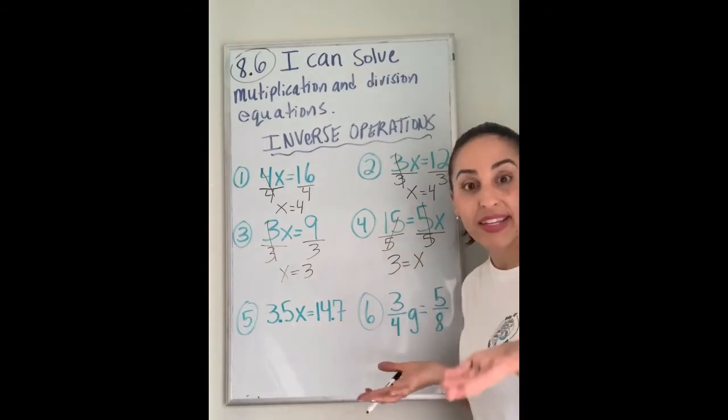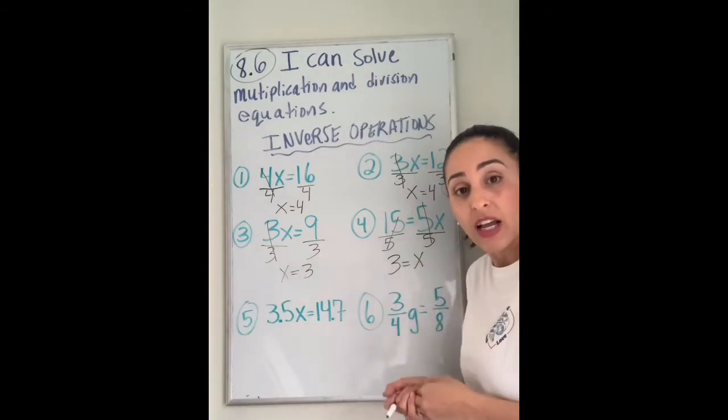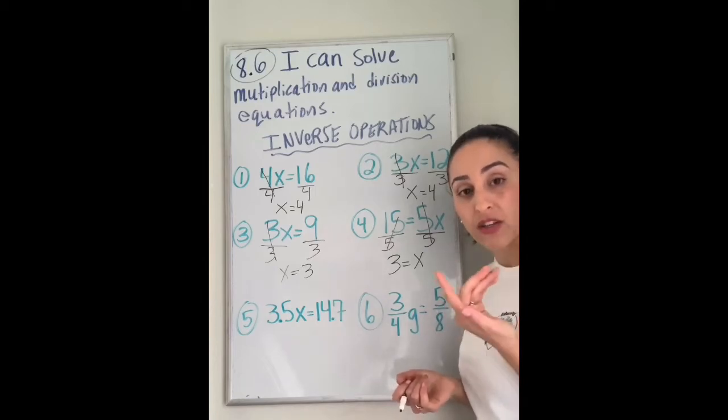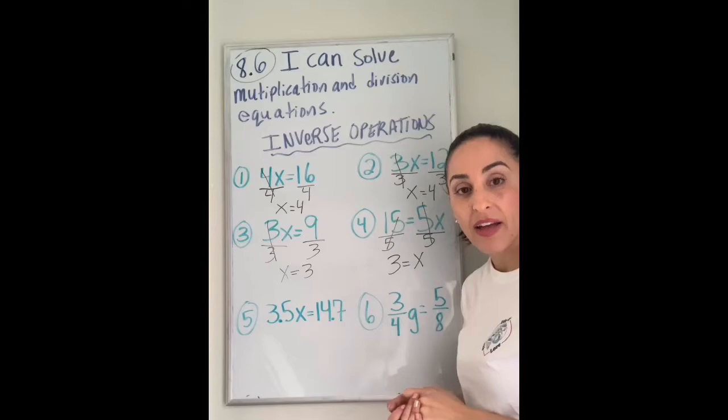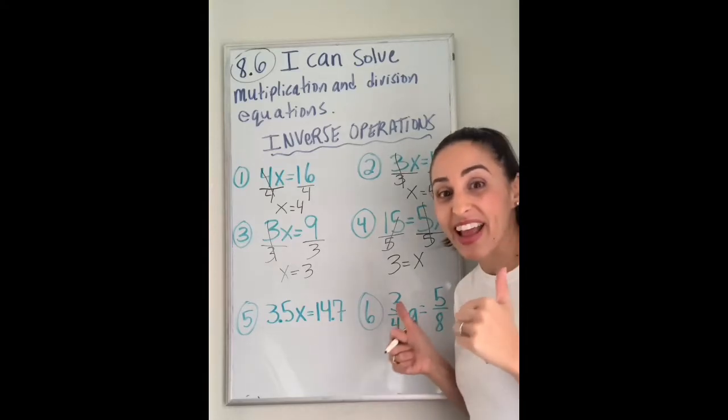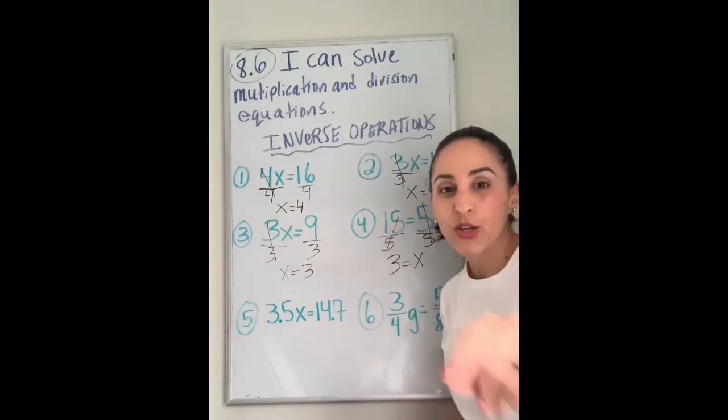Now, is this true or not? I don't know. Is this a solution to the equation? Let's double check. Go back to the original equation. X is supposedly 3. 3 times 5 is, yes it is, 15. Okay, got it right. Let's go to a complicated problem.